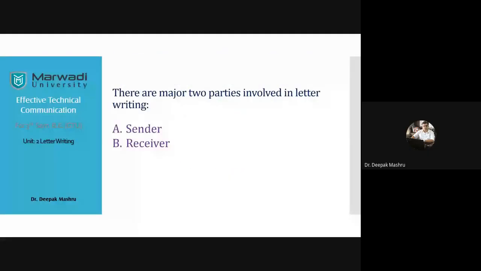These are the two people, right? Two parties formed. One is sender, one is receiver. Sender is supplier, receiver is customer. So customer, supplier, supplier, customer. In this way, it would go, right? Okay.